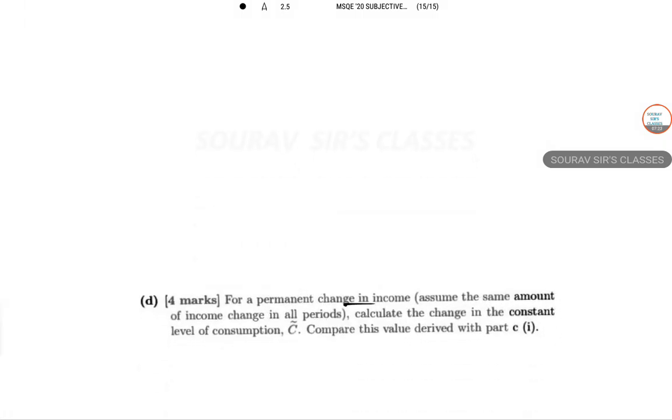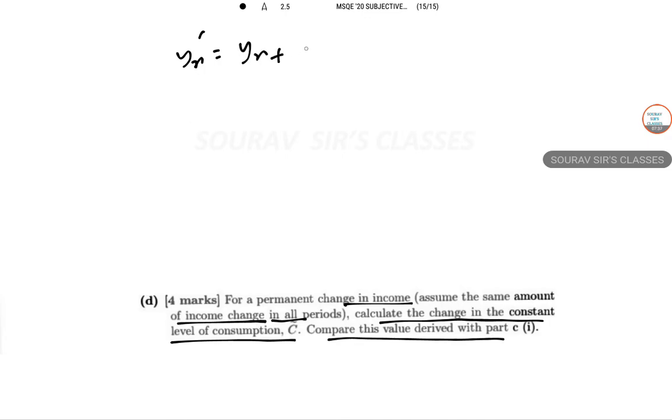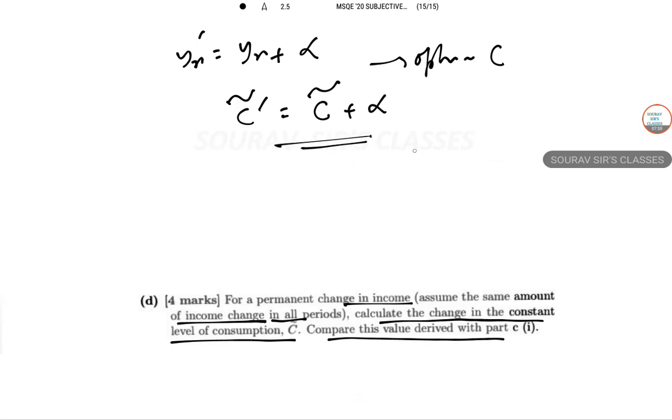For the permanent changes in income, assume that some amount of income changes for all periods. Calculate the change in the constant level of consumption and compare with the values derived in the previous part. Suppose y_n dash is y_n plus, let's take it, alpha for all the values. Then it is easily seen from the expression of the optimal c that c bar dash is c bar plus alpha. So that is constant per period, and the consumption increases by the same amount as the income increases. So delta c equals delta income.